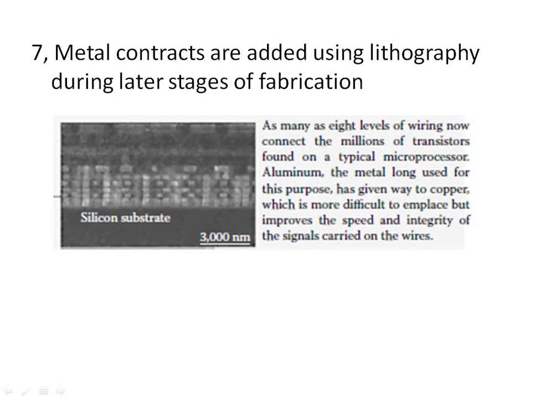7. Metal contacts are added using lithography during later stages of fabrication. As shown in the figure, as many as 8 levels of wiring now connect the millions of transistors found on a typical microprocessor. Aluminum, the metal long used for this purpose, has given way to copper, which is more difficult to emplace but improves the speed and integrity of the signals carried on the wires.